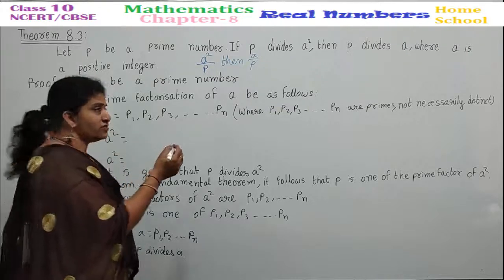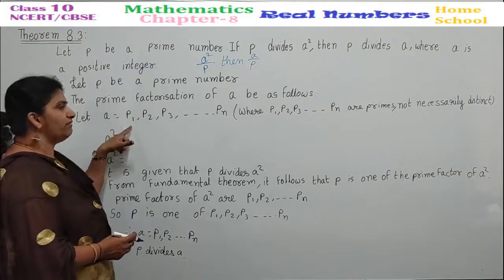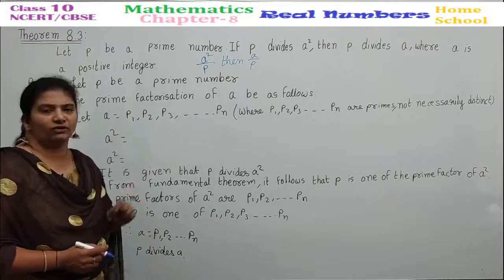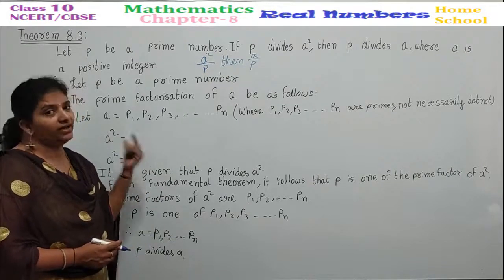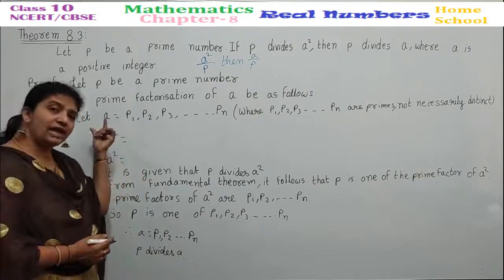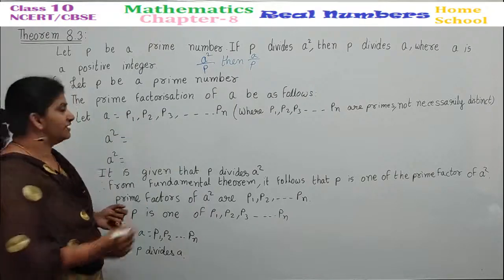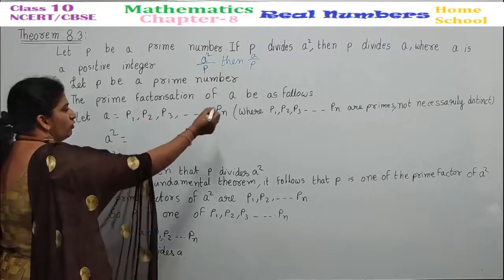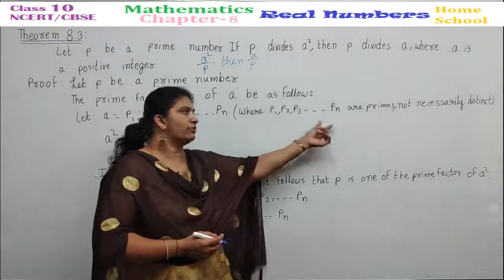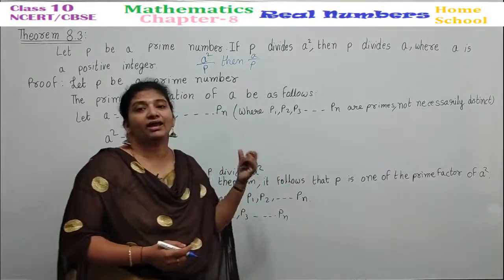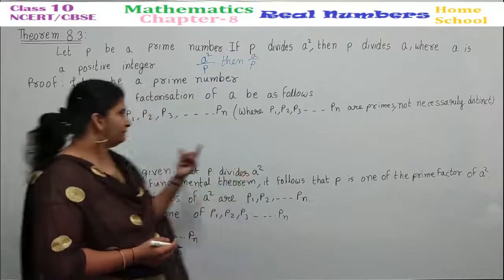And what are the factors of A, children? Let A equal P1, P2, P3, so on up to Pn. What are all these? Factors of a positive integer. Let A be a positive integer and these are all the factors, where P1, P2, P3, so on up to Pn are primes and they are not necessarily distinct. Means same numbers they may be.